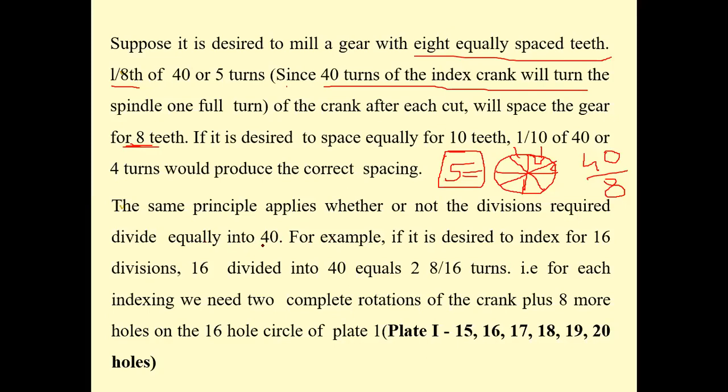For example, if you take 40 by 16, equal divisions we need to make. So what do we need to do? 40 divided by 16. If you do 40 divided by 16, what happens? An integer number 2 will come, then 8 divided by 16 comes. Because 40 is not divisible by 16, in that case we need to give a fraction number.